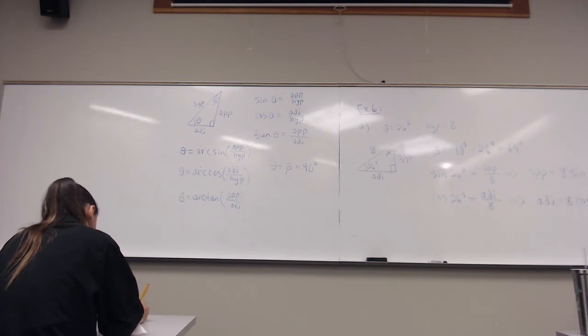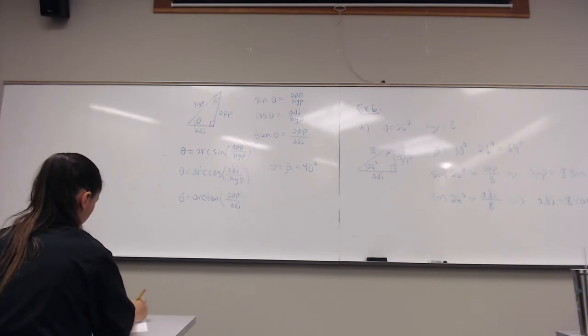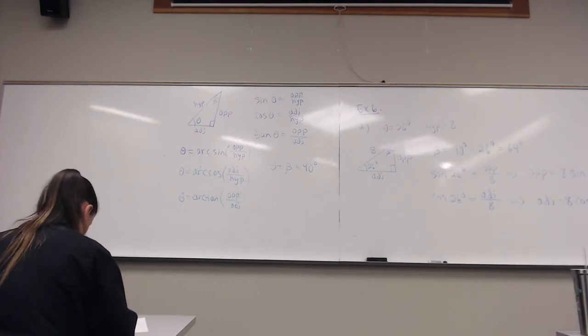So everyone okay there? All right. So part B then, what they give us there, instead of giving us an angle, they just give us 2 of the sides.